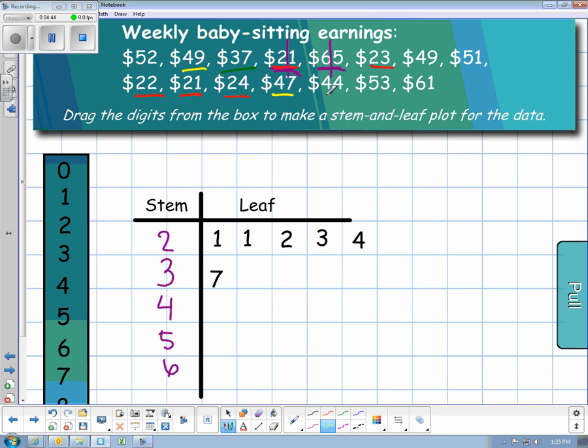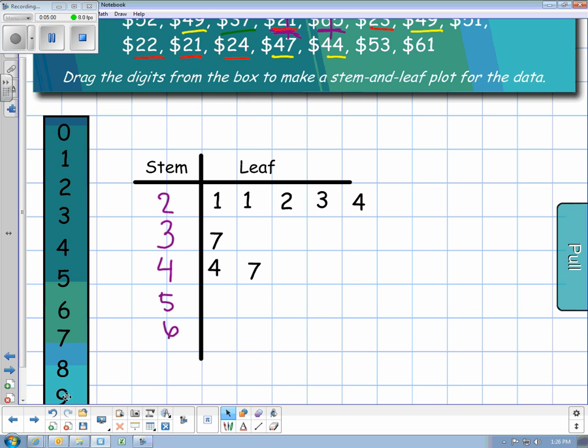Then the 40s, if I look at the 40s, in the 40s I have a 49, I have a 47, a 44, another 49. So 4 data points there. 44 is my lowest, it looks like. Then 47 and 2 49s. Oops, there's another 49.